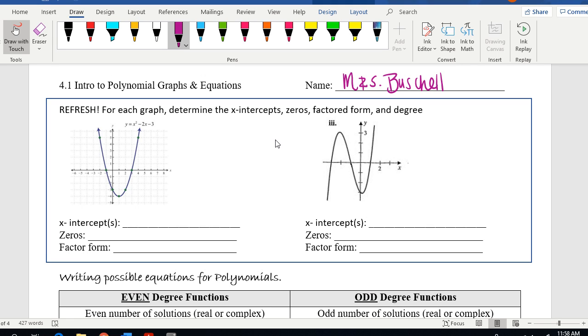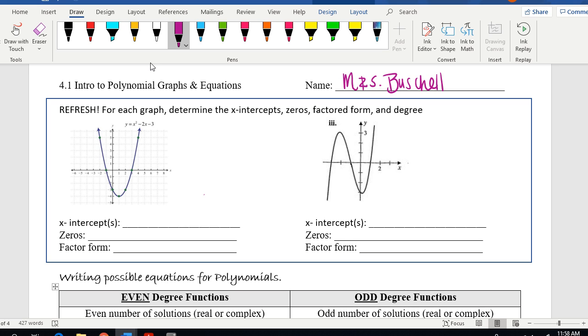Hey y'all, this is Miss Michelle, and I'm going over the 4.1 notes over polynomial graphs and writing their possible equations. We did a little bit of this last unit, but we're going to dive a lot deeper this unit. So let's look at what we did last unit.